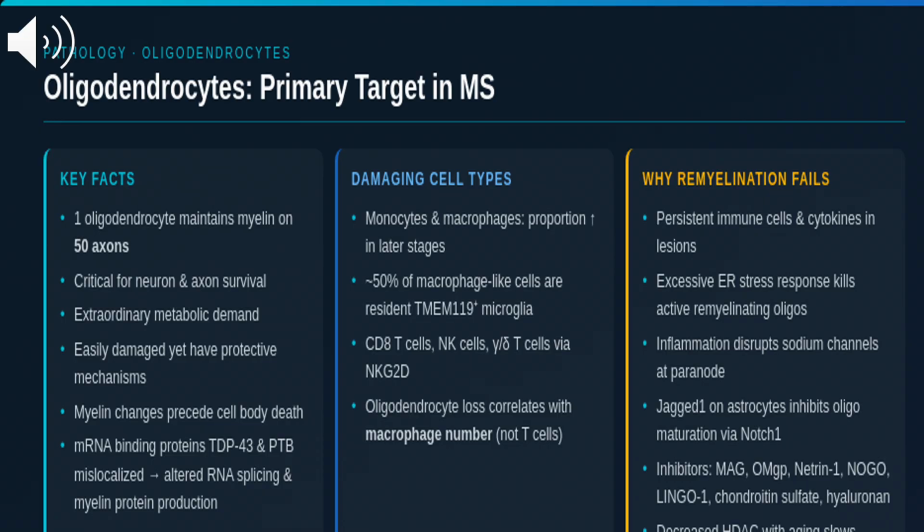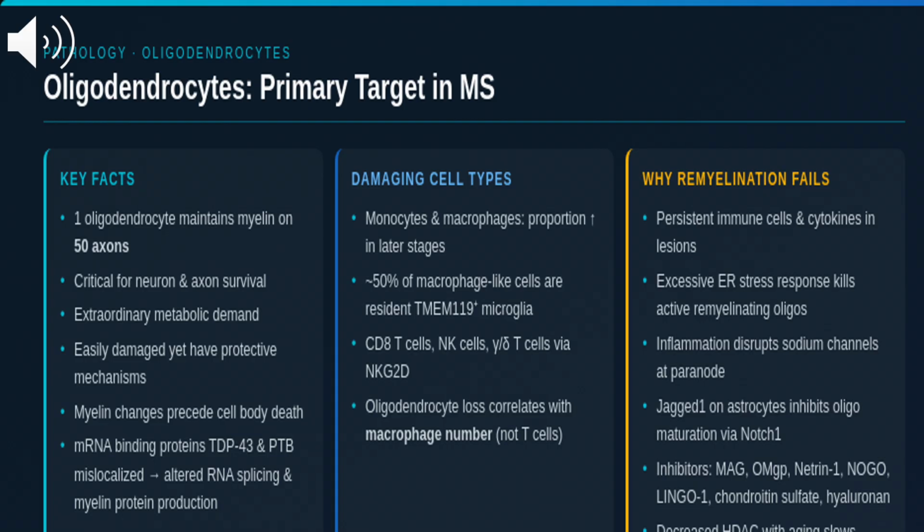Oligodendrocytes are the primary cellular target in MS, and their biology is worth understanding deeply because they represent the nexus between immune attack, myelin damage, and the prospects for repair. Each oligodendrocyte maintains myelin on up to 50 axons, making each cell extraordinarily important for axonal function and survival across a wide network. This is not passive insulation. Oligodendrocytes provide metabolic support to axons, delivering lactate as an energy substrate and producing trophic factors. Loss of even a single oligodendrocyte can compromise 50 axonal segments simultaneously.